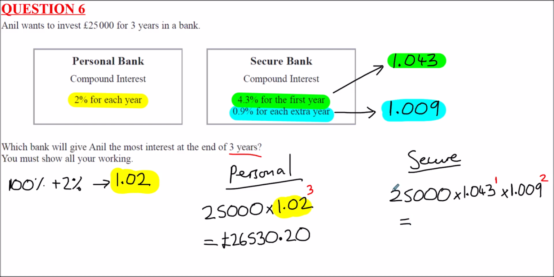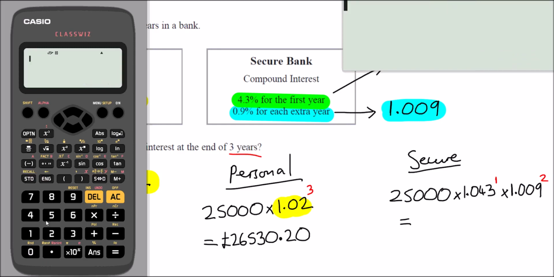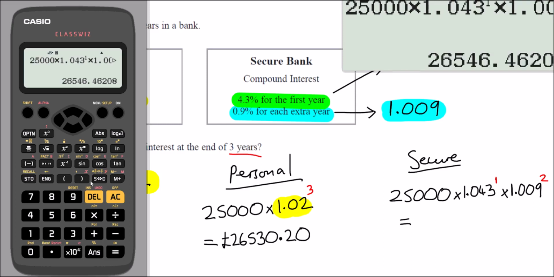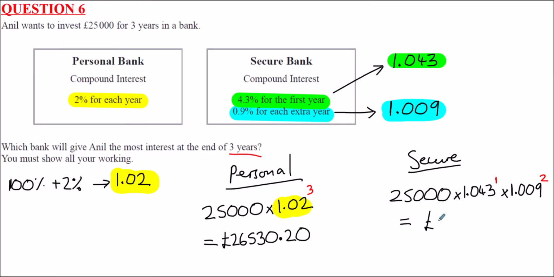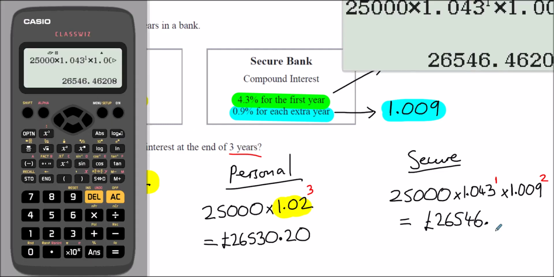Then we see what we get when we compute all this. So this one is 25,000 multiplied by 1.043 to the power 1. You don't need to put power 1. Anything to the power 1 is just itself, but if you want to, you can, like I have. Then times by 1.009, and that's going to be to the power 2. Press equals, and we get £26,546. And then, to the nearest penny, 46p.